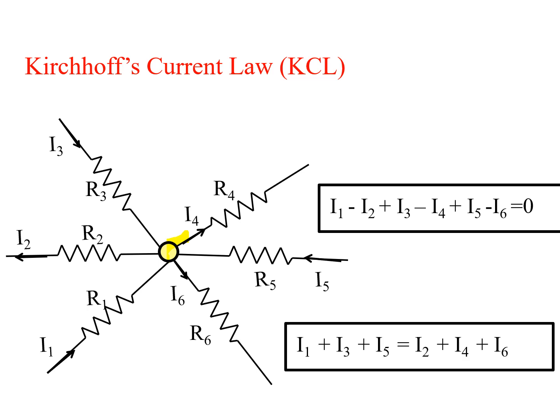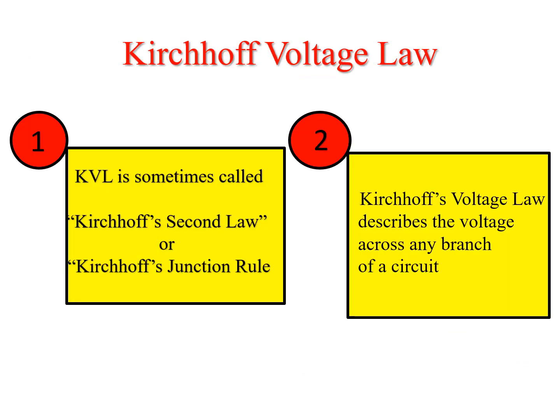Similarly, if I rearrange this equation, I get I1 plus I3 plus I5 is equal to I2 plus I4 plus I6. This means this portion is the incoming current and this portion is the outgoing current. As I told you in the statement, the incoming current is equal to the outgoing current. So this is the basic Kirchhoff's current law, which can be used in any network to find the current in the circuit.